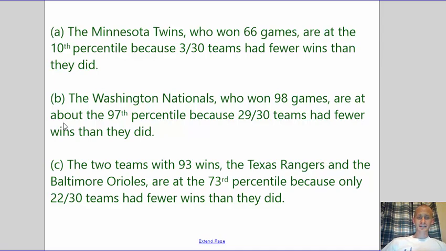And then lastly, the 2 teams with 93 wins, the Texas Rangers and the Baltimore Orioles, are at the 73rd percentile because we're only looking at teams who won fewer games than them. So that would be 22 of the 30 teams. As you're writing this down, make sure to include the team name and the percentile that they were in. You don't necessarily have to include that explanation for the because, but you should have that same idea.